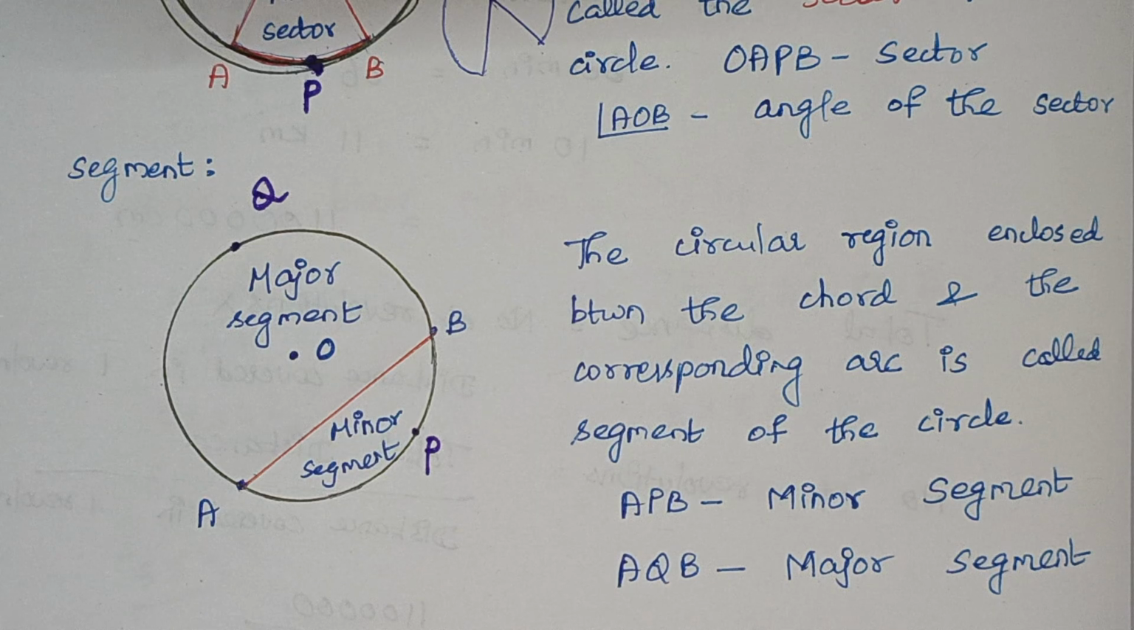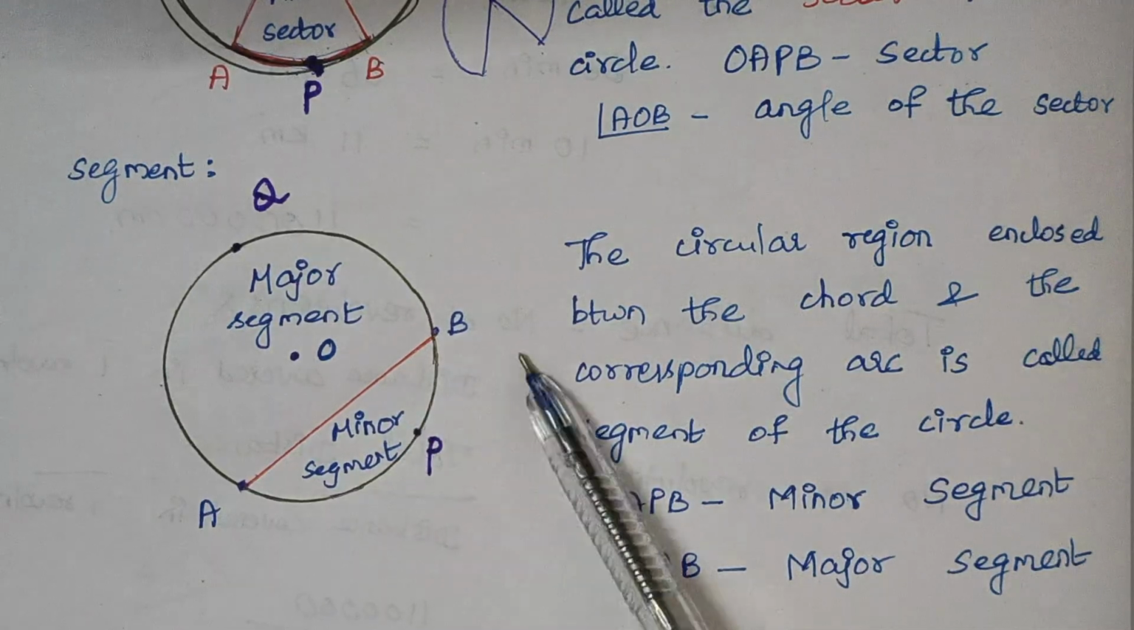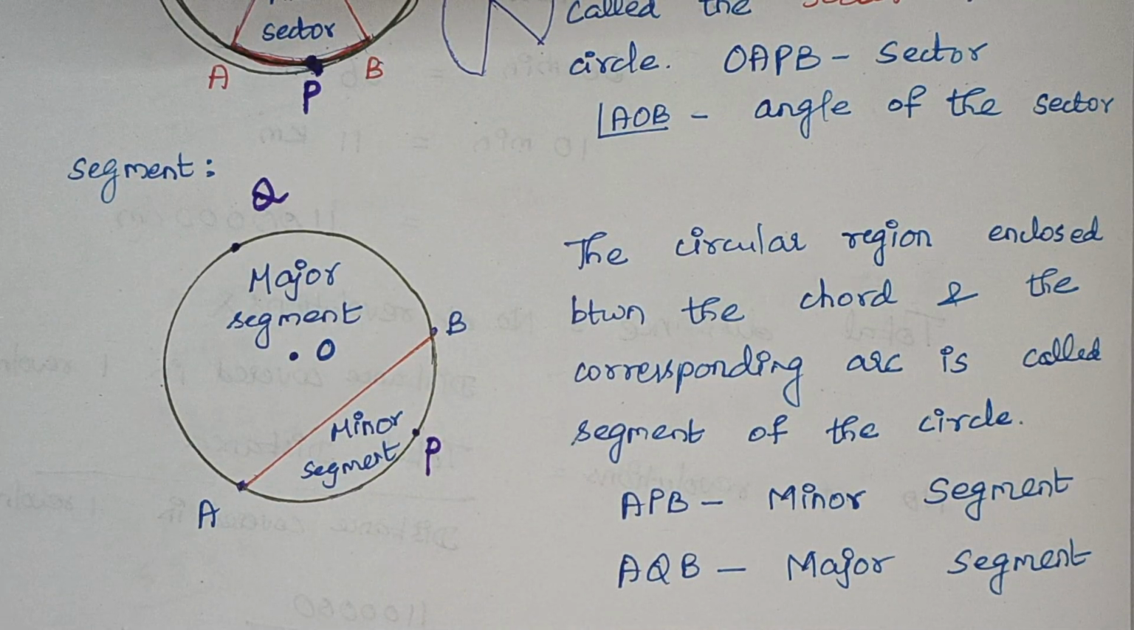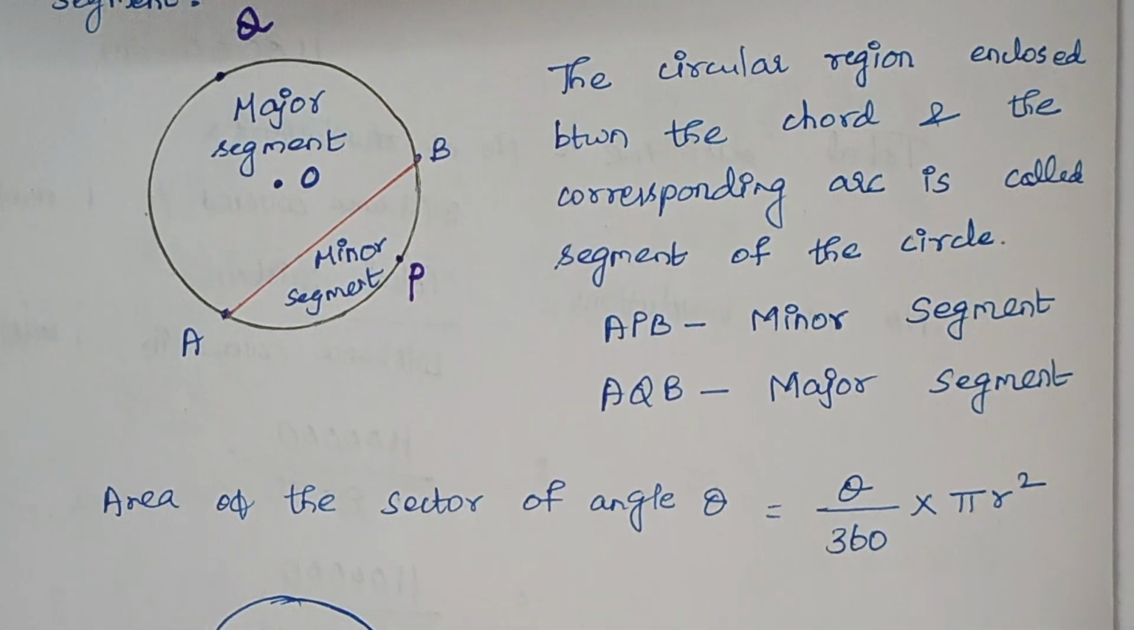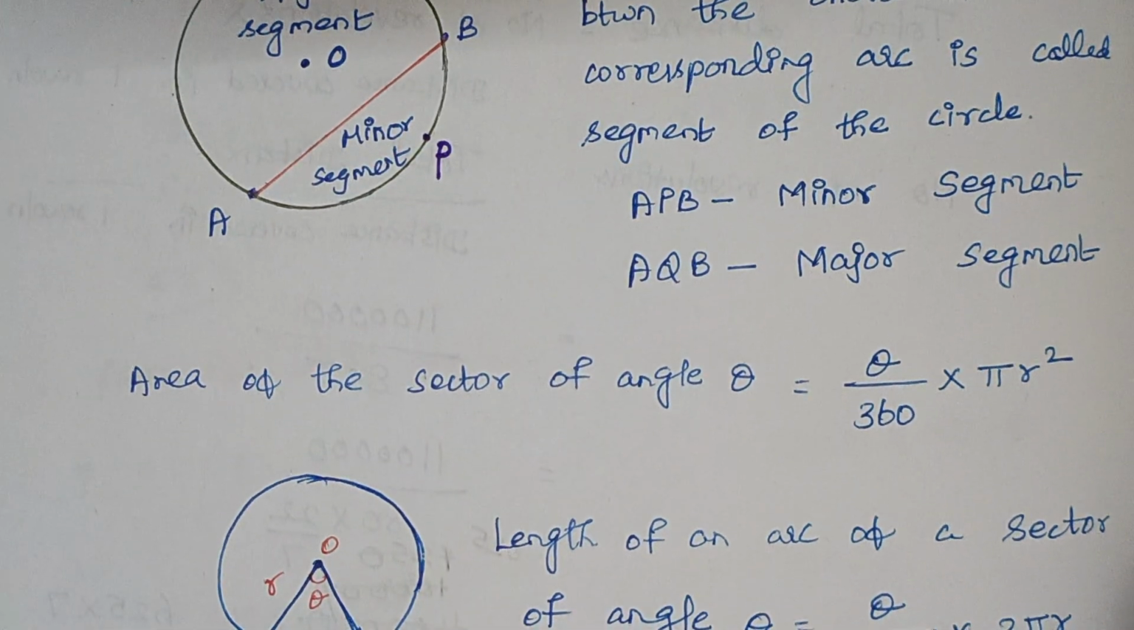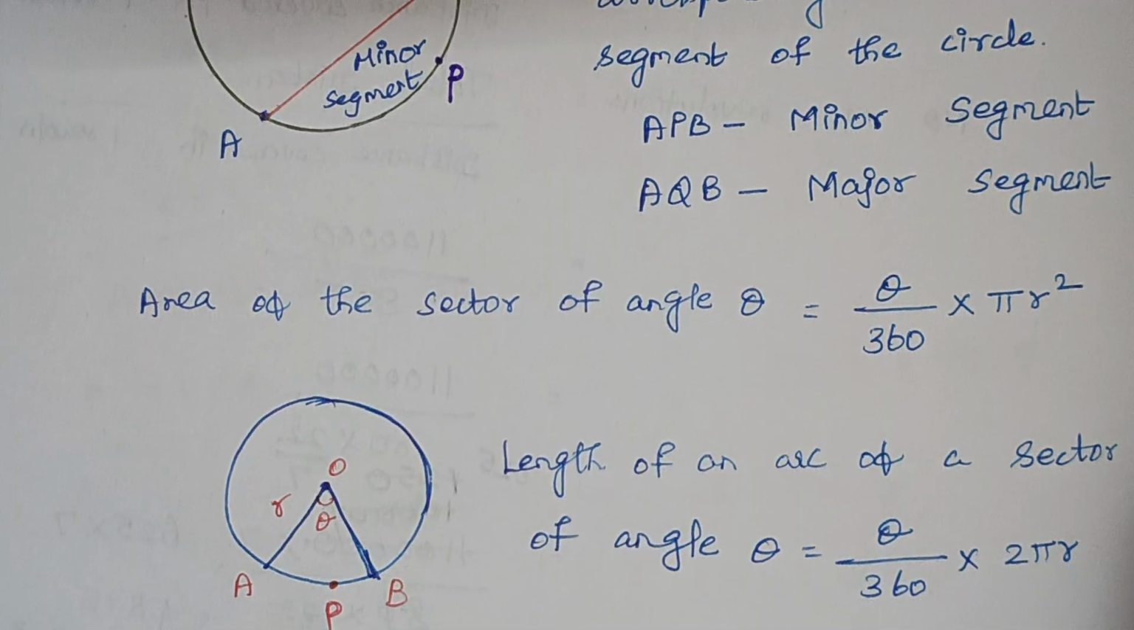So now I believe you know the difference between sector and segment. In a sector, we are discussing two radii and the enclosed part. Here we are discussing a chord and the corresponding enclosed part. And the area of the sector of the angle is given by this formula.